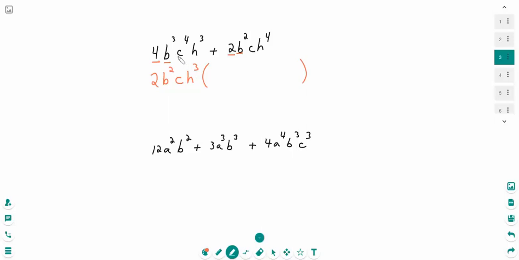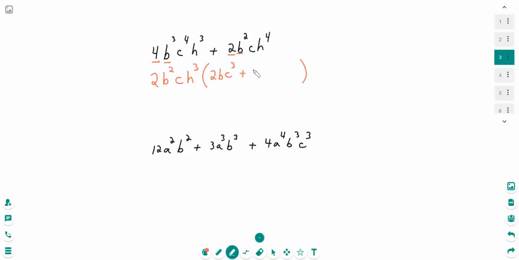So let's divide this first term by the greatest common factor. 4 divided by 2 is going to give us 2. b to the third divided by b squared, that's going to give us a b. c to the fourth divided by a c is going to be c to the third. h to the third divided by h to the third, well, that's just going to be 1, so we'll leave it out. Then we have our plus sign.